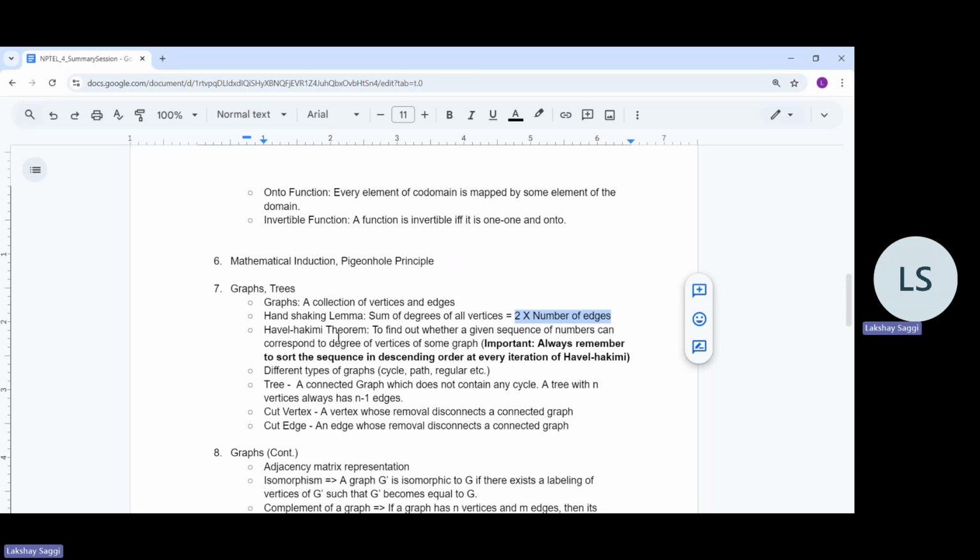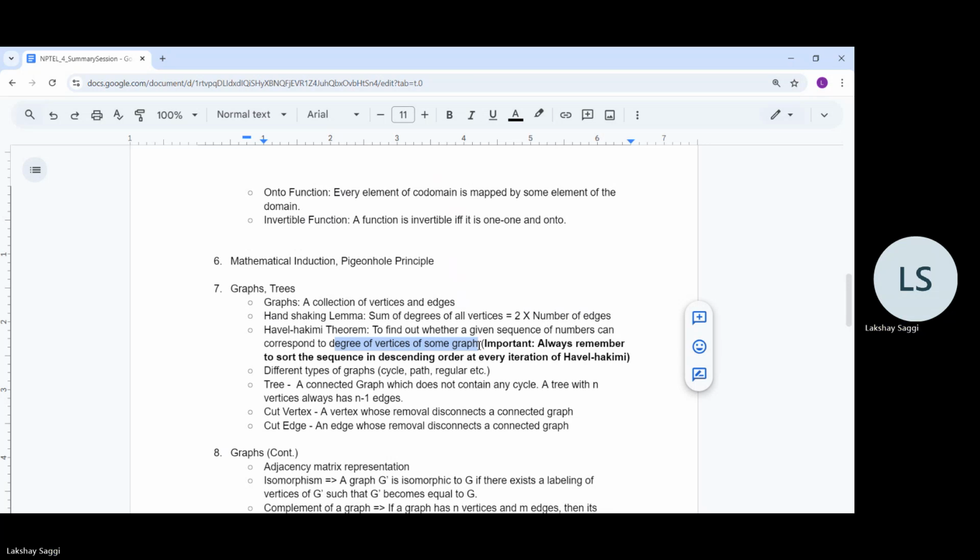So, yeah. And then we discussed the Havel-Hakimi theorem. In my opinion, this is a very good theorem. It is more of a graph realization problem. What is a graph realization problem? Suppose we are given a sequence of numbers, and we are posed with the problem: can this sequence of numbers correspond to the degrees of vertices of some graph? Does there exist a graph for which a given sequence of numbers corresponds to the degrees of that graph? And the Havel-Hakimi theorem tells us how to answer this question.